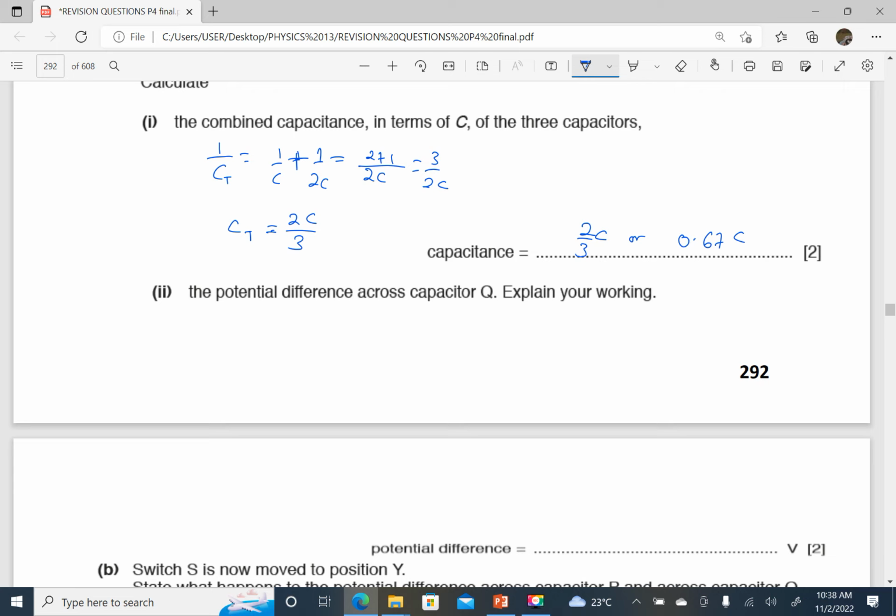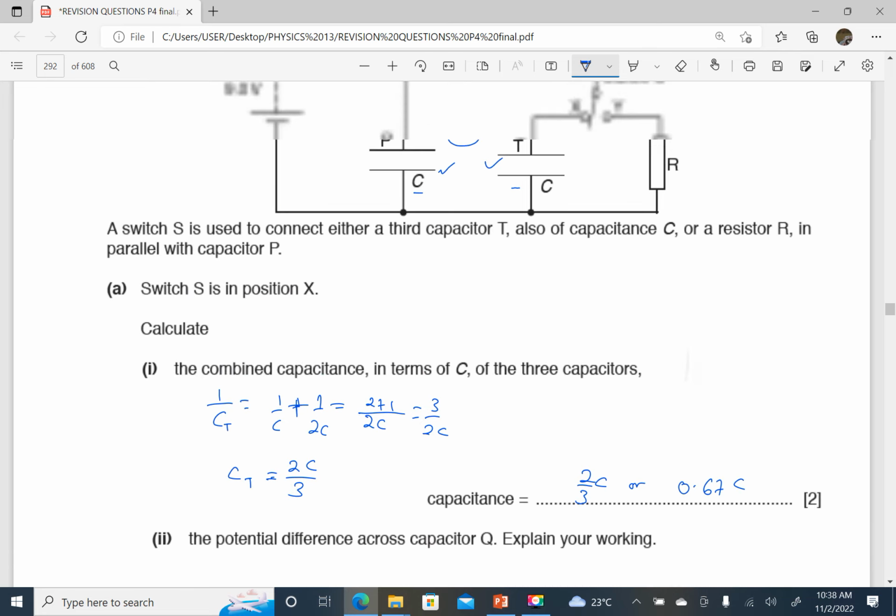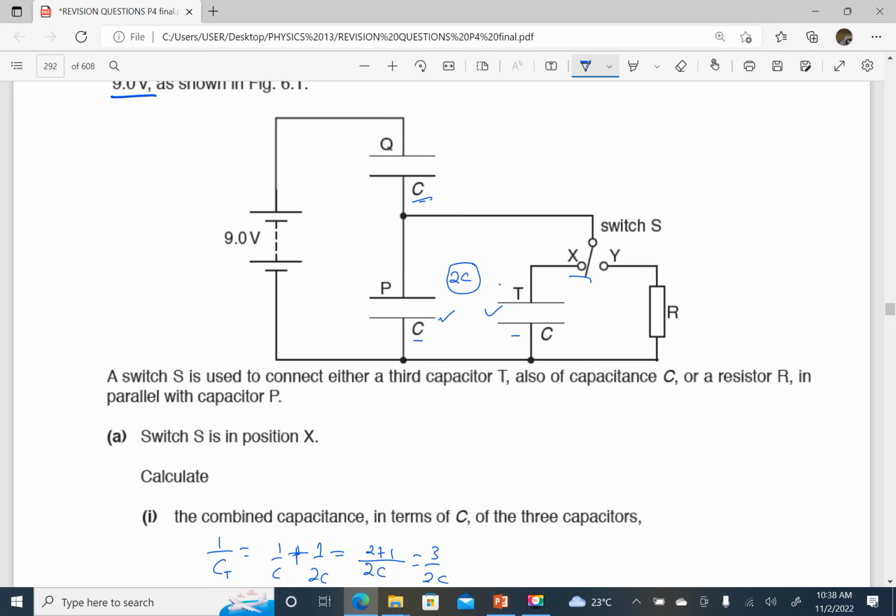Then calculate the PD across capacitor Q. Explain your working. There are several ways of doing this. Note that the capacitance in parallel here is twice the capacitance there. And you remember that capacitance is equal to Q over V, meaning that the PD is inversely proportional.